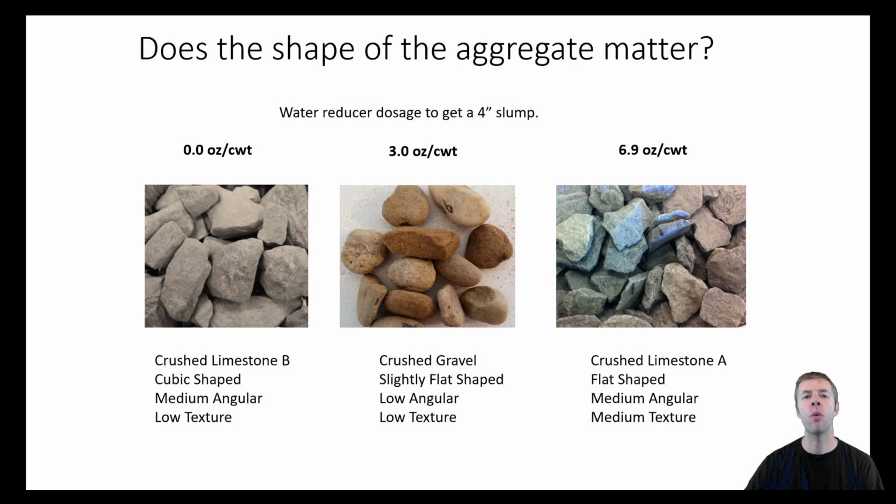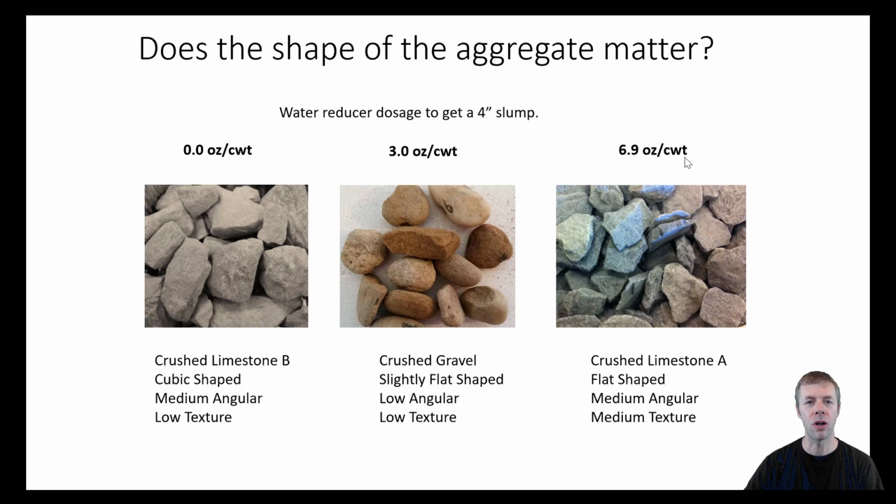Now, what we did is we made concrete, exact same concrete mixture, the exact same gradation. That means size distribution was exactly the same. But because of these inherent differences in shape of the aggregates, all of the mixtures require different amounts of admixture, water reducer, to reach the same slump. For example, this one required 0 ounces per hundred weight of admixture. This one required 3 ounces per hundred weight of admixture. And this one required 6.9 ounces per hundred weight of admixture.